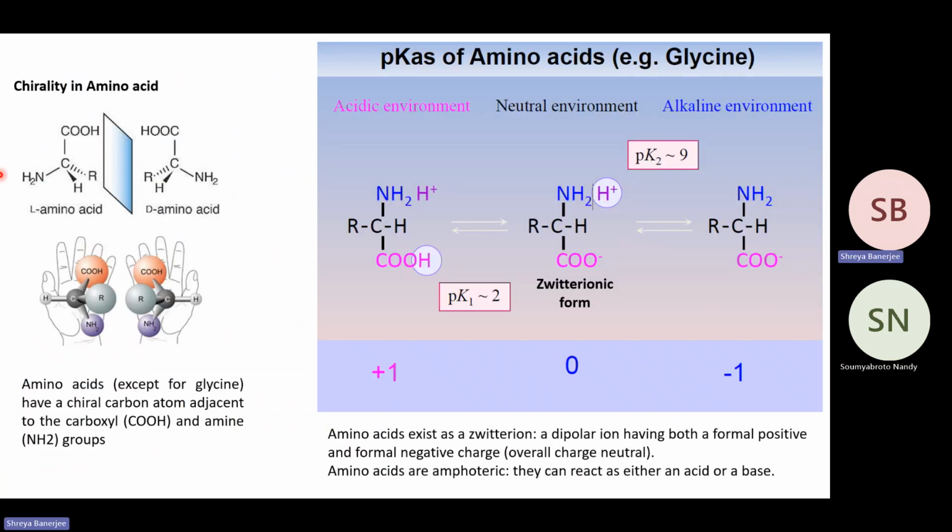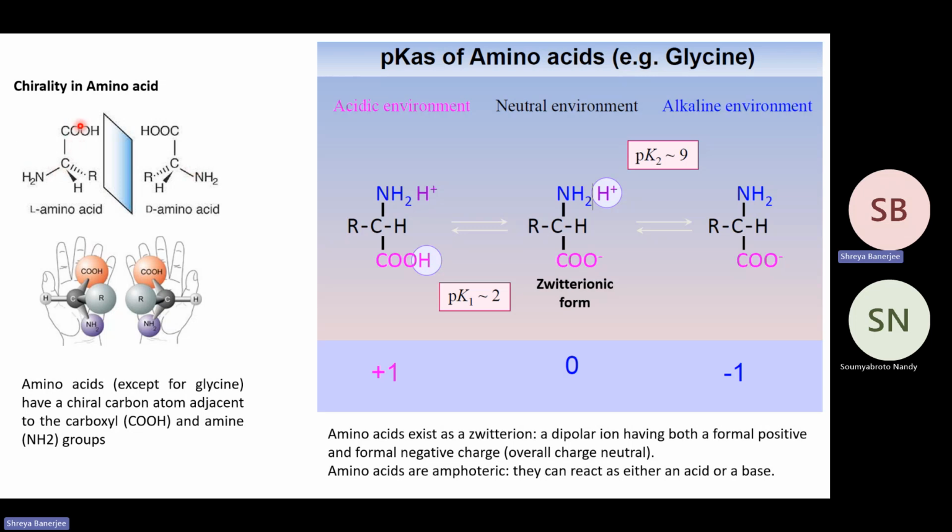Now, amino acids other than glycine have a chirality in them. So in the last class, we saw that we will call a molecule chiral if a carbon is attached to 4 different groups, then that carbon is said to be chiral. Now we know that in glycine, the R is hydrogen. So in case of glycine, the alpha carbon is not attached to 4 different groups because 2 of the groups are hydrogen. So glycine is the only non-chiral amino acid. All other amino acids have a chirality.